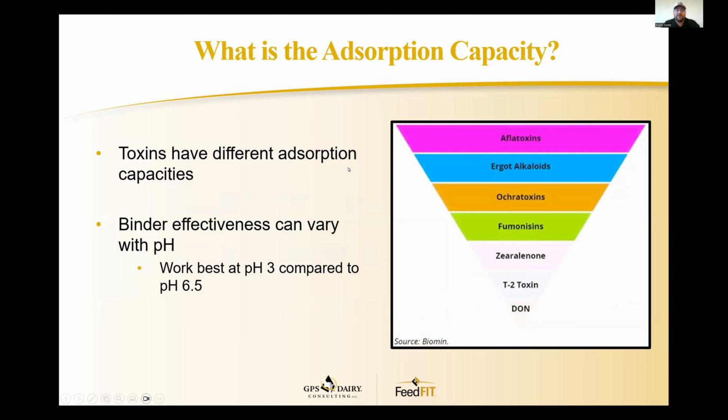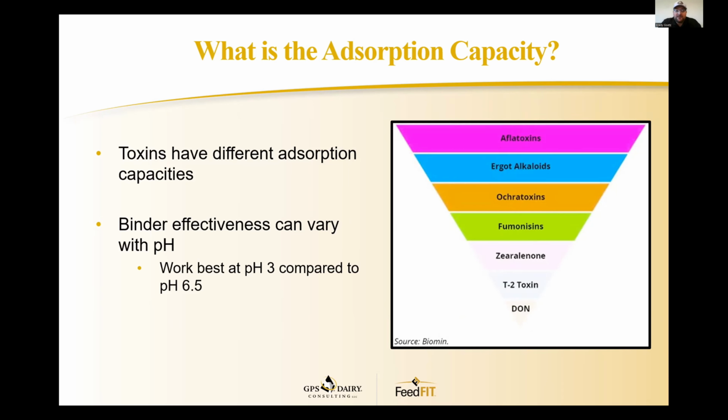So what is the adsorption capacity of these various toxins that we talked about? This figure here on the right really does show the adsorption capacity. Aflatoxins, if we have them present, luckily we can feed some of these binders or deactivators that will bind up and eradicate most of the aflatoxins. But if you look at DON, it really doesn't have a very high adsorption capacity. If we have DON present and we feed some of these binders, we might not be able to bind up as much as we think. And if you remember correctly, DON is one of the most prevalent ones that we see here in North America.